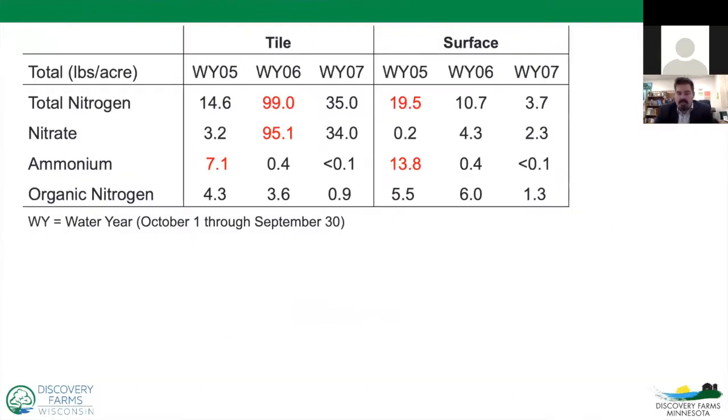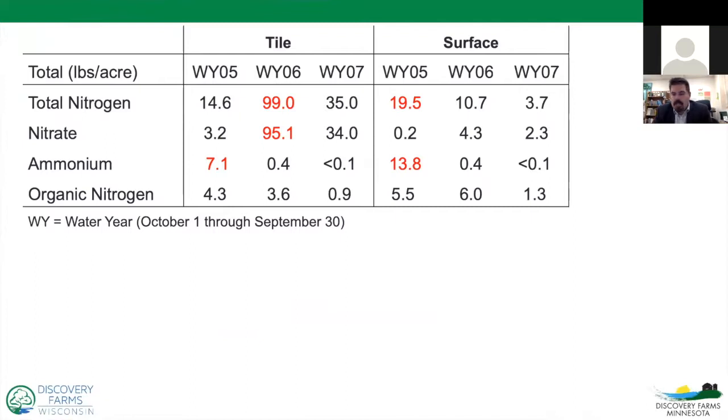The other thing, I quantified the total losses here, and there are 3 messages that I want to create. So we have the losses in pounds per acre from the tile and from the surface across 3 years. We've got the total nitrogen loss, and then we have broken it out into nitrate, and nitrate is the nitrogen that's in the water.